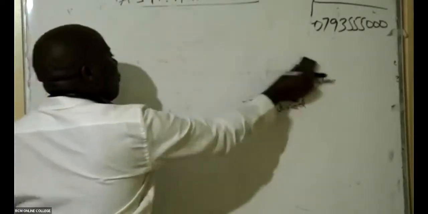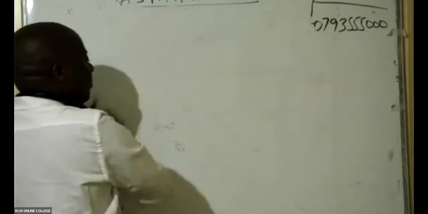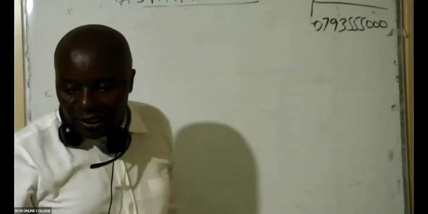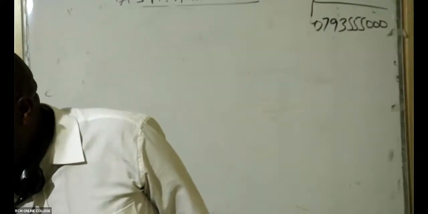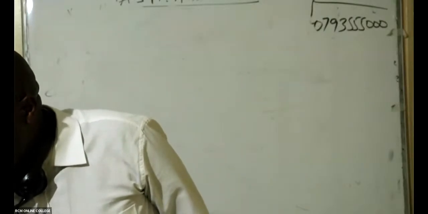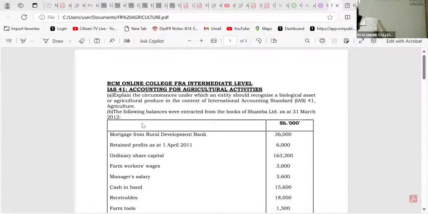Thank you. But from there, they want us to do something very easy. They have given us this second question. In this second question, what do they want us to do, my students? They've told us the following balances were extracted from the books of Ze Limited as at 31st March 2012.